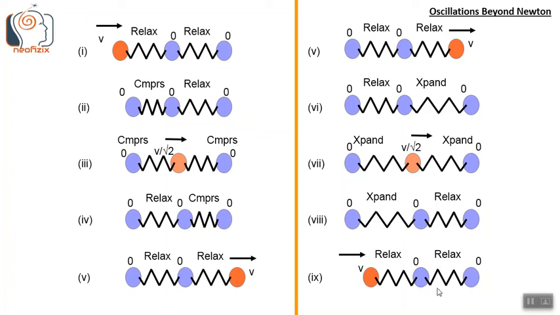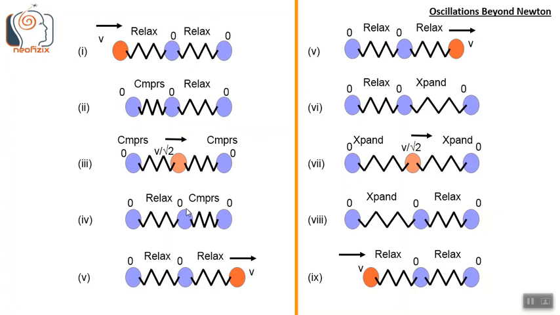And overall, the first mass transfers its entire energy to the first spring and stops. The spring then triggers the second mass. The second mass shows a maximum velocity of v by root 2 because half the energy is always trapped in the springs at the least. In the minimum, half the energy is trapped in the spring. So the maximum velocity this m2 can get is v by root 2.